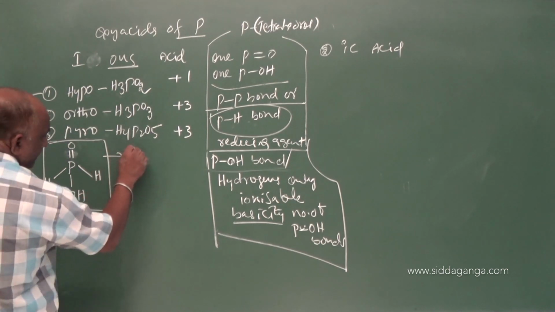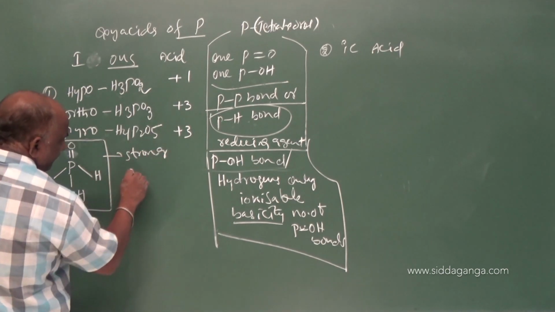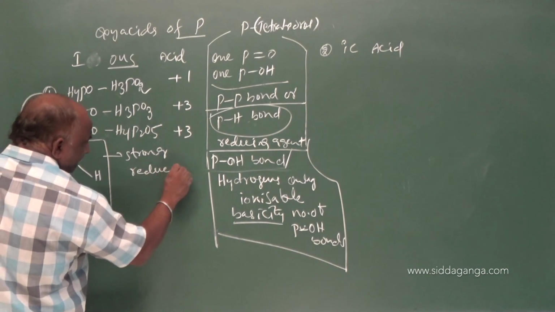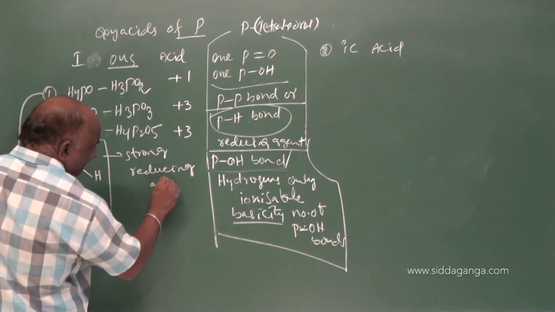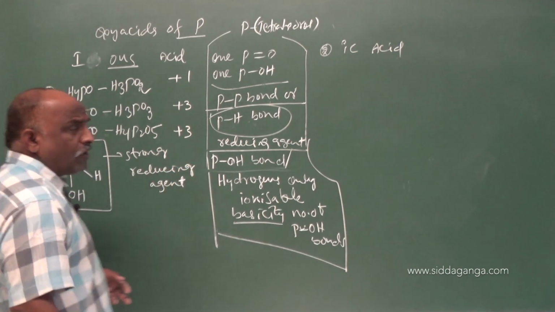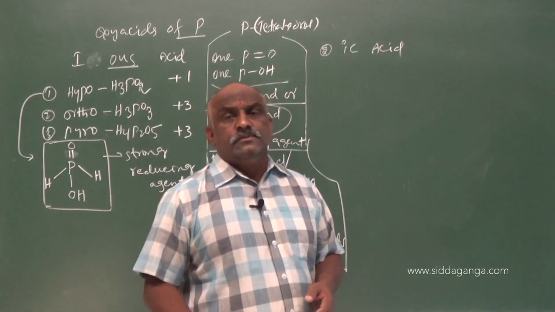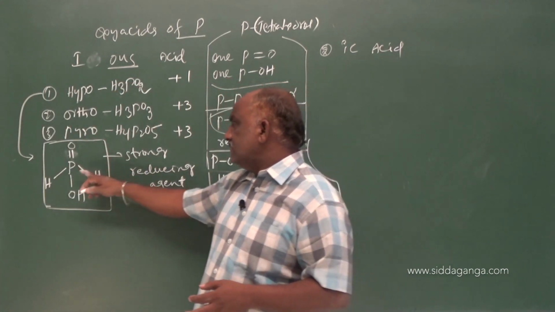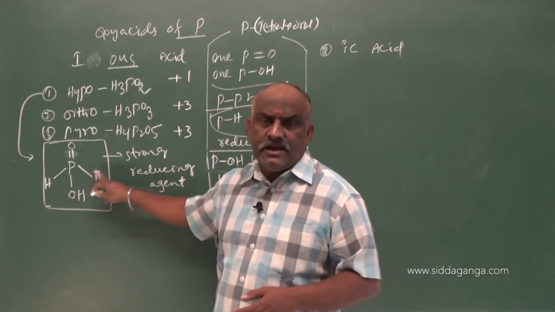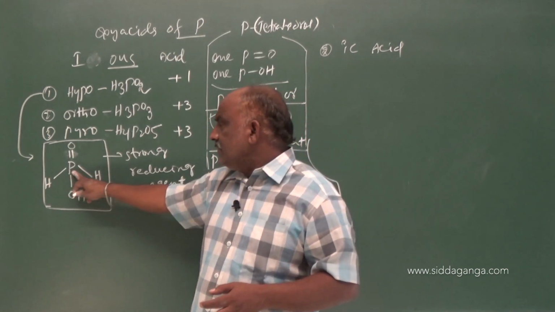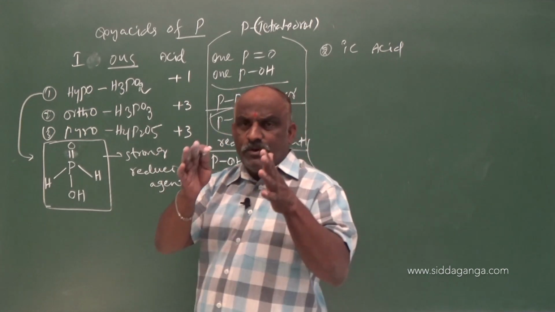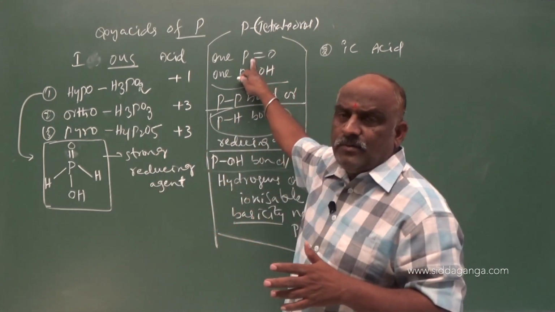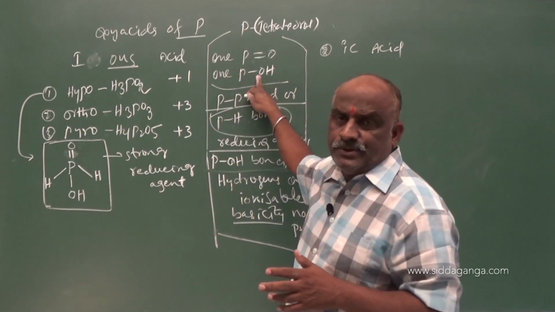This is a strong reducing agent. Strong reducing agent, see the structure. Two hydrogen atoms are directly attached to the phosphorus. Compulsory, first you keep in your mind, first you should draw this one. One P=O bond, one P-OH bond.